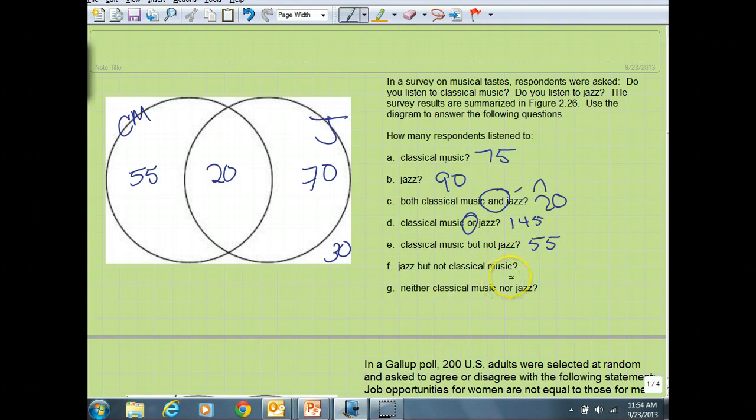How about jazz but not classical? 70. And neither classical or jazz? 30. Okay? Not too hard.